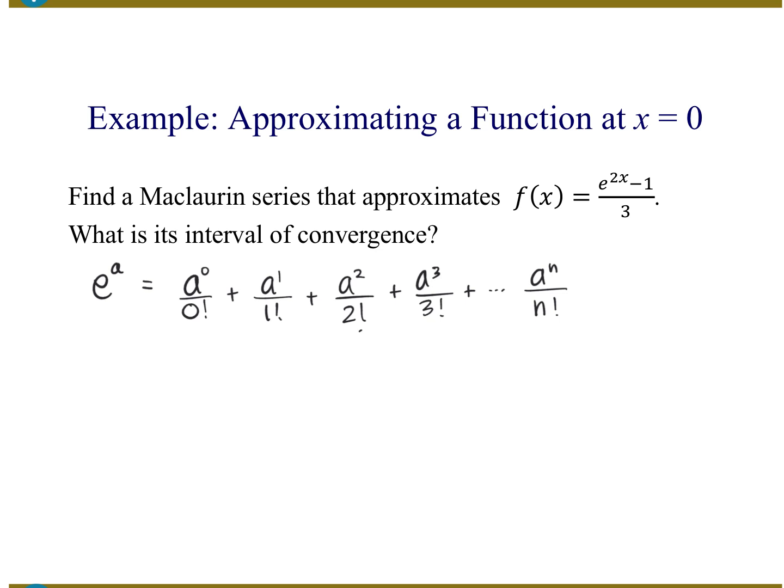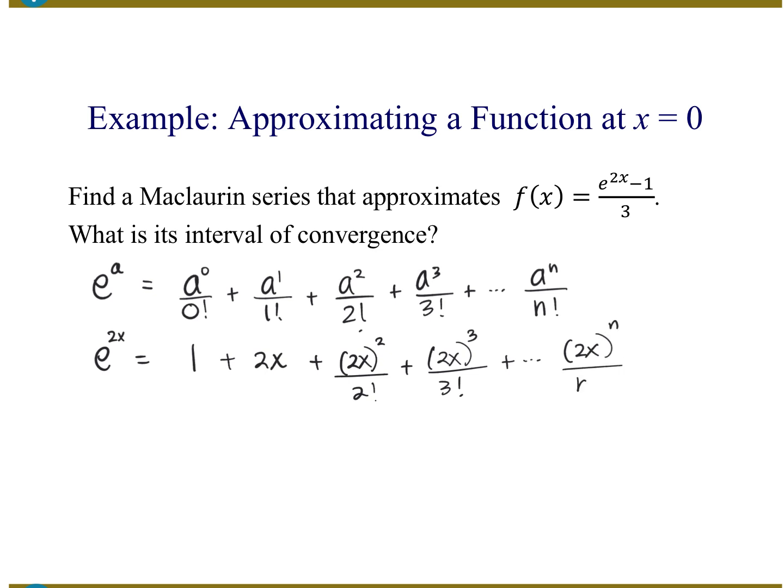So if I want e to the 2x, then I replace the quantity 2x with all my a's. I still have a first term of 1. My second term, if I replaced the a quantity, I would have 2x. My third term would be 2x quantity squared over 2. My next term would be 2x quantity cubed over 3 factorial. And then all the way to 2x quantity n over n factorial.